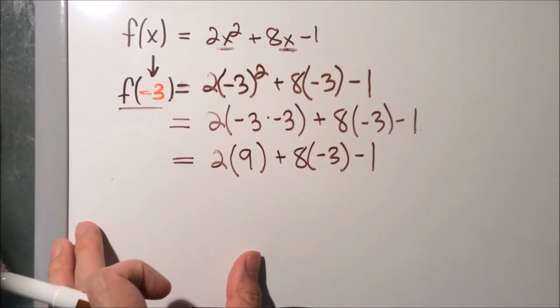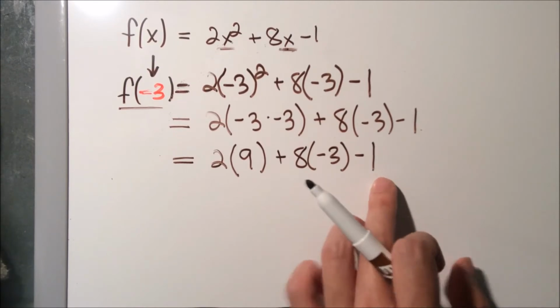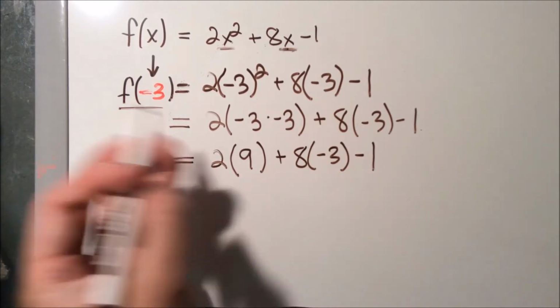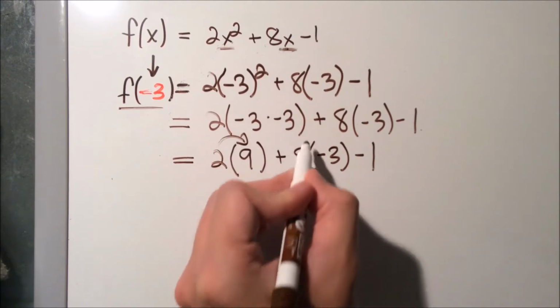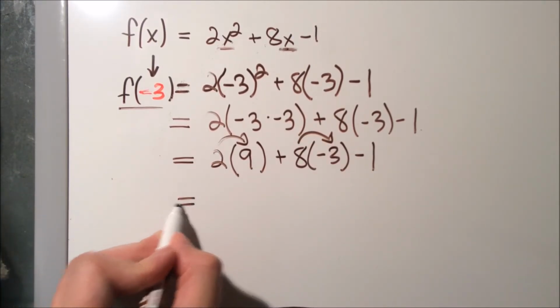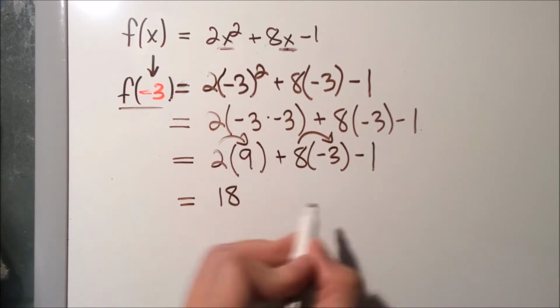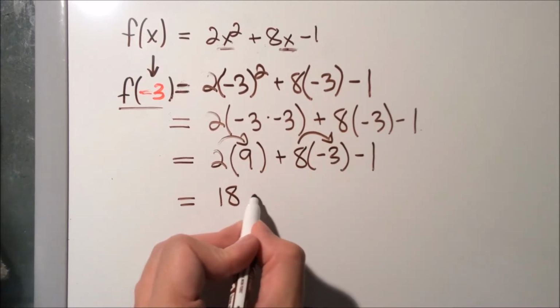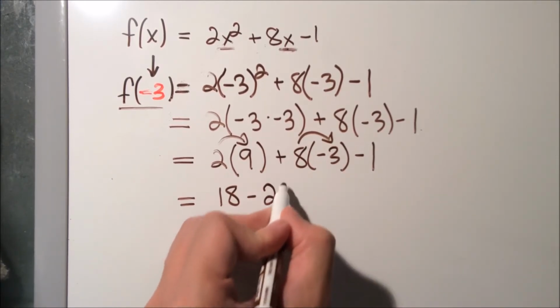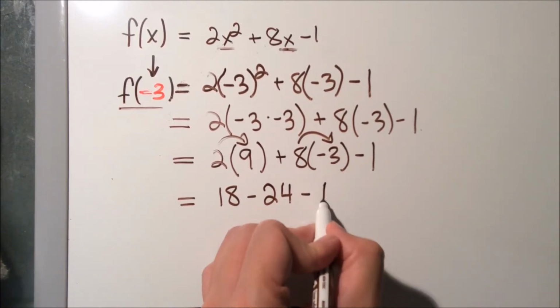Alright, so we finished with exponents. The next step of order of operations is multiply and divide. We only have to worry about multiply; we won't have to worry about divide. So we're going to distribute the 2 and the 8. 2 times 9 will give us a positive 18. 8 times negative 3 will give us a minus 24, or also said negative 24. And I bring down the minus 1.